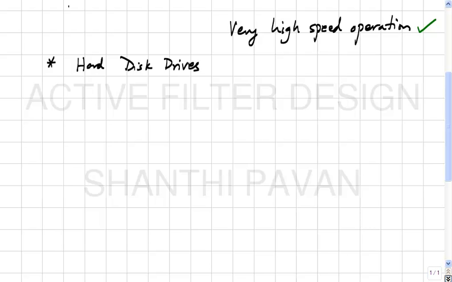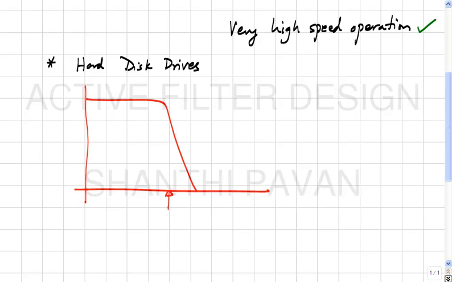Let us say you have a filter whose cutoff frequency is, say, 1 megahertz. So, in other words, you are supposed to select stuff which is within the 0 to 1 megahertz frequency band and reject stuff outside the band.